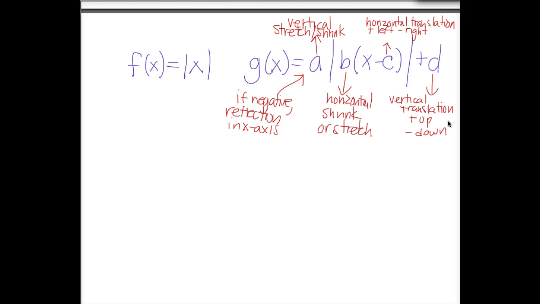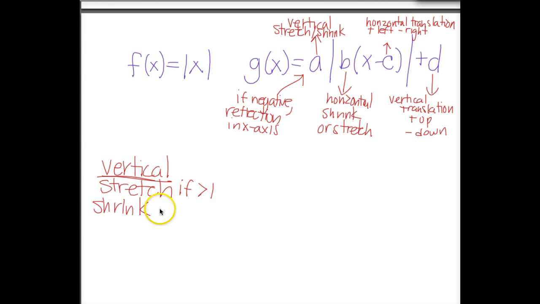Now, I've had a lot of people who have come in for help asking about how do I know if it's a vertical stretch or if it's a vertical shrink. So the definitions in your book talk about whether it gets closer or farther away from the axis. Another way to tell, and I think this might help some people, is it's going to be a stretch if the value is greater than 1 on verticals. It's going to be a shrink if it's less than 1.